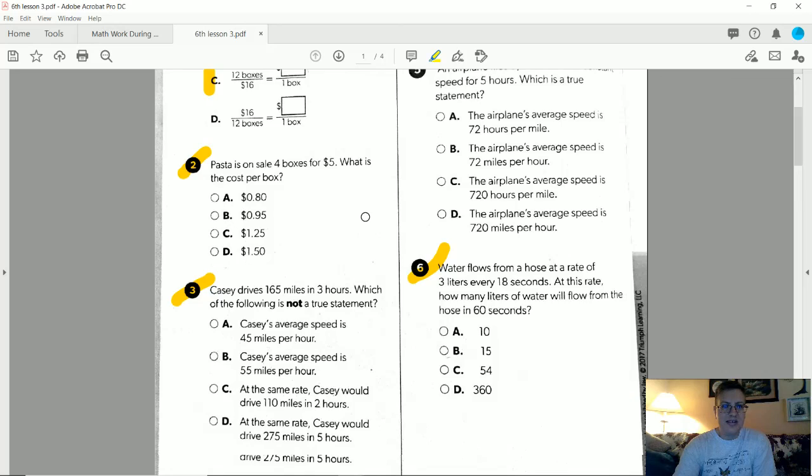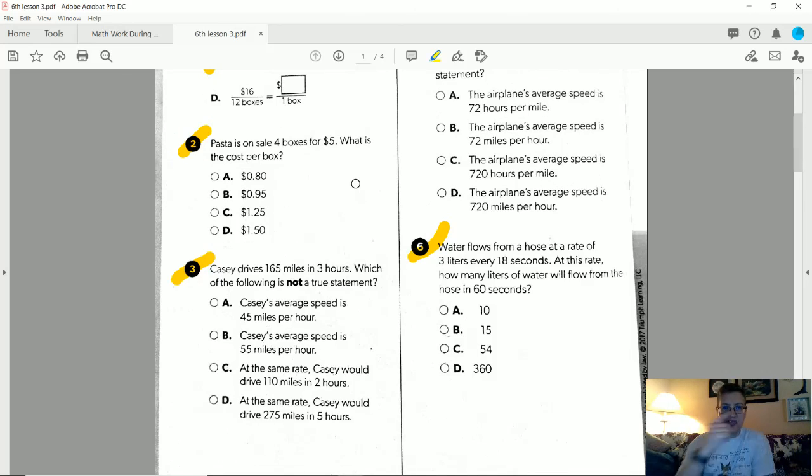Number 2, pasta is on sale. 4 boxes for $5. That doesn't seem like much of a sale to me. What is the cost per box? So if I do 4 over 5 as a fraction, that would give me my answer. So 4 divided by 5, or 4/5, would come out to 8/10 or 80 cents.